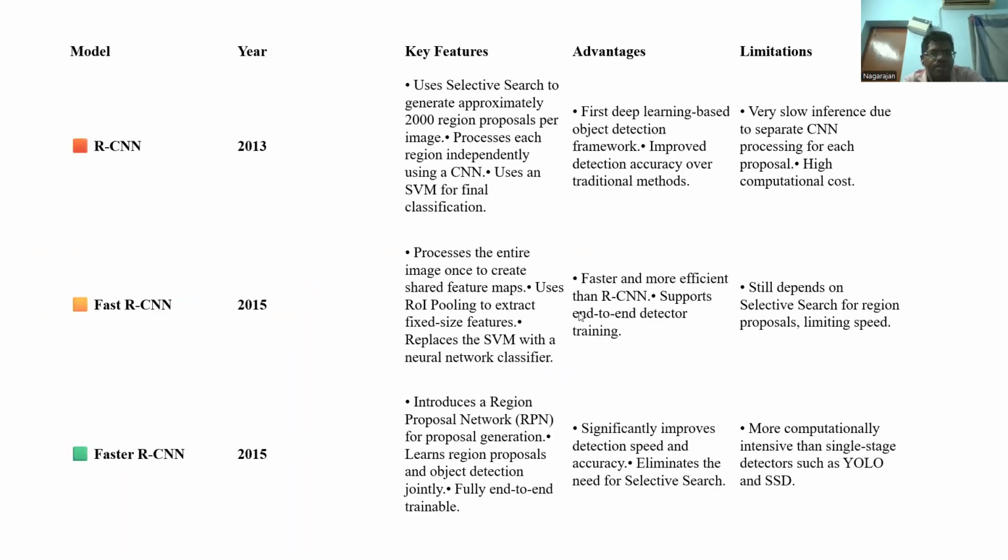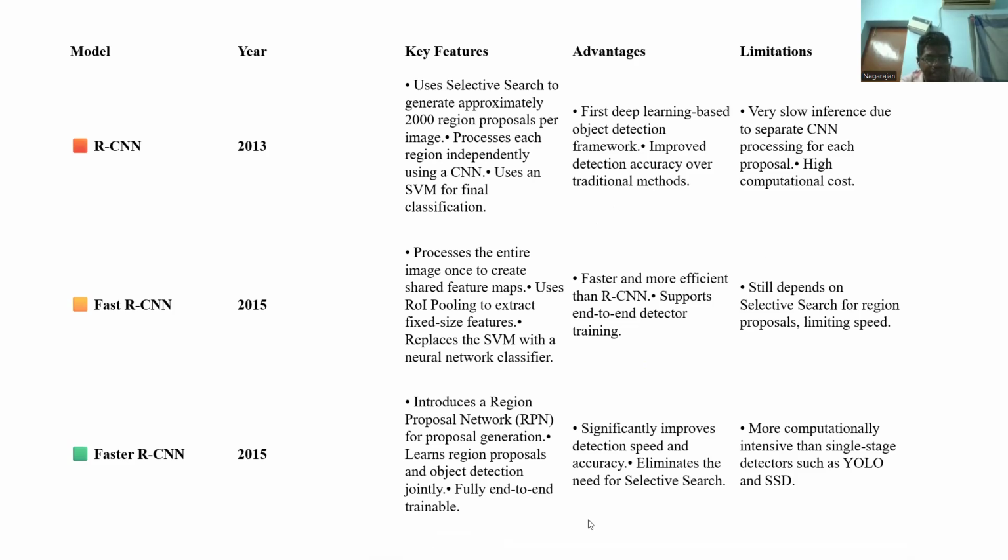Before that, let's understand the difference between RCNN, Fast RCNN and Faster RCNN. We are going to discuss the basics of Faster RCNN only. RCNN has some limitations. It's one of the deep learning models where detection accuracy is somewhat better, and it follows the selective search method to generate approximately 2000 regions per image.